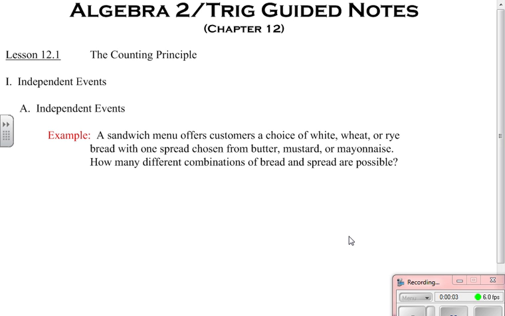Lesson 12.1 is going to move into probability, and we're going to start with counting principles and independent events.